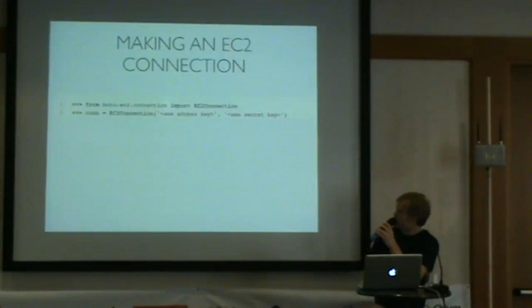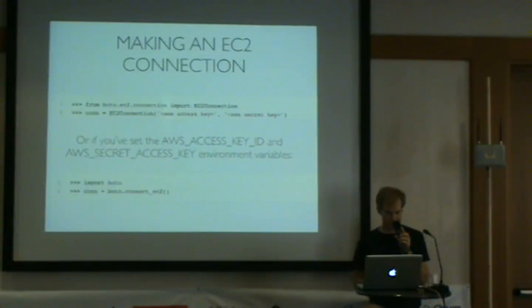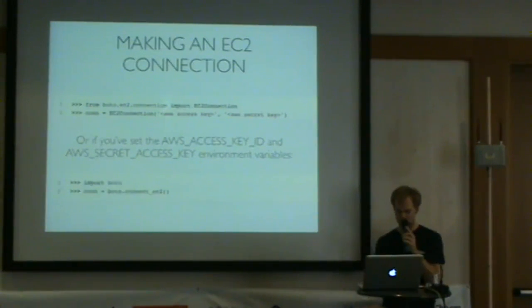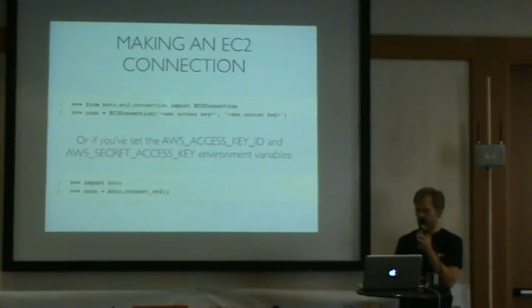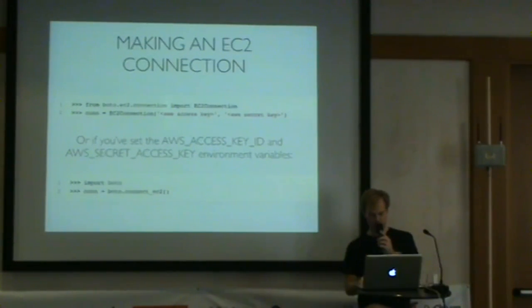So here we have the Python prompt, and you just import the Boto library and set up a connection. You pass in your access key and your secret key, which Amazon provides you. Or if you have the environment variables set, then it just reads that out of your environment. With these two lines of code, you have a connection to Amazon EC2.